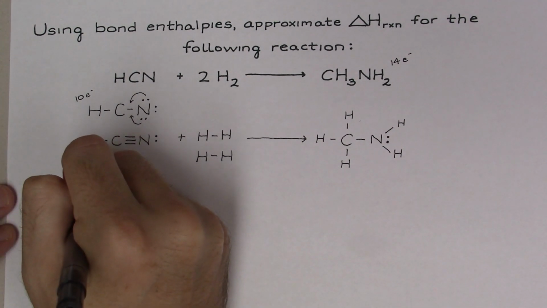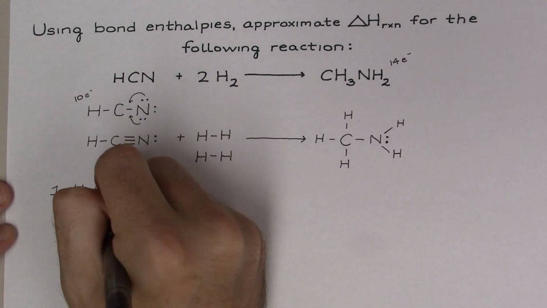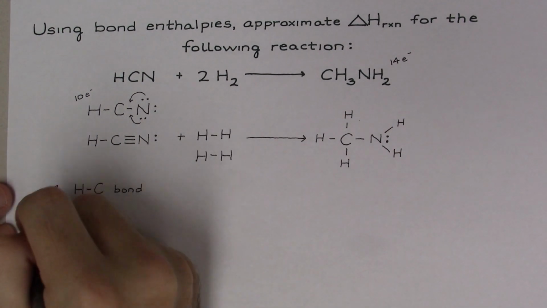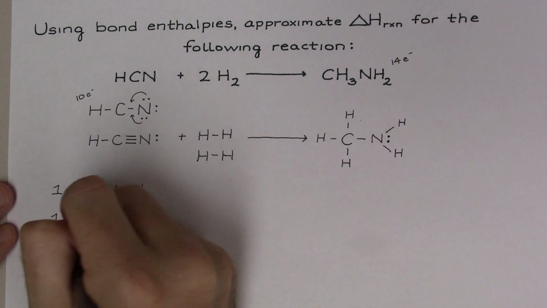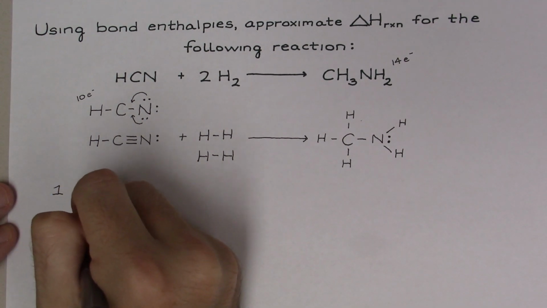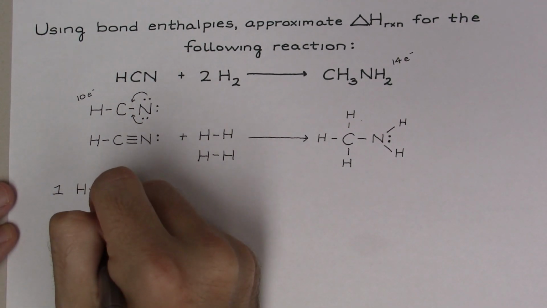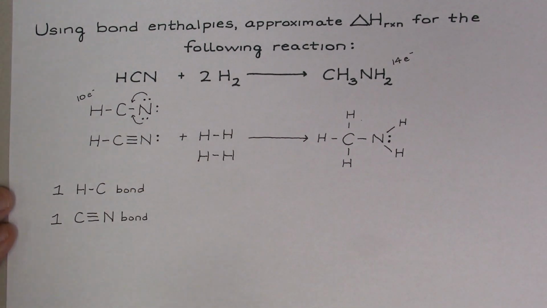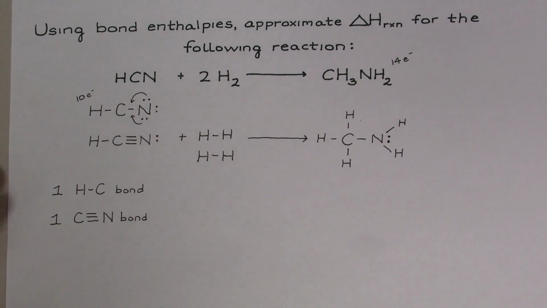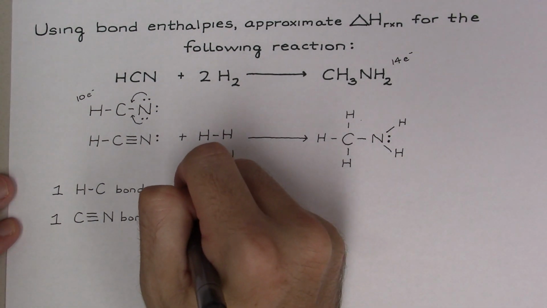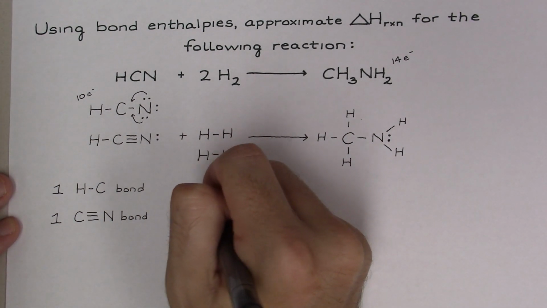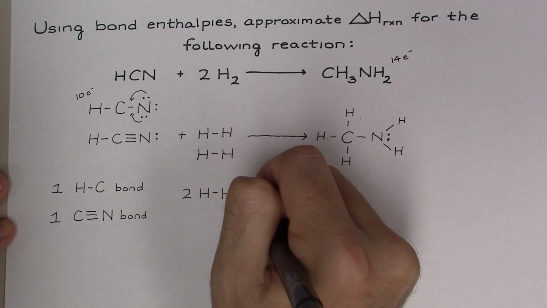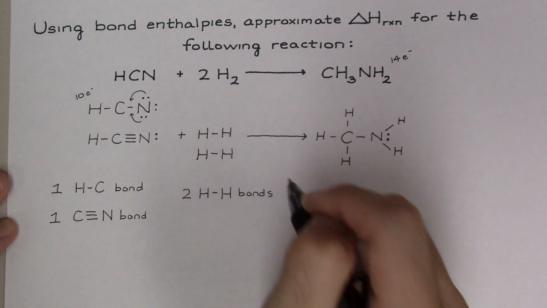In our hydrogen cyanide, I have one hydrogen-carbon single bond. And I also have one carbon-nitrogen triple bond. We must make sure that we select the correct energy for that bond. For the hydrogen molecules, we have two of the hydrogen-hydrogen single bonds. Notice that even though we have two molecules, they use the same type of bond. We can itemize them together.